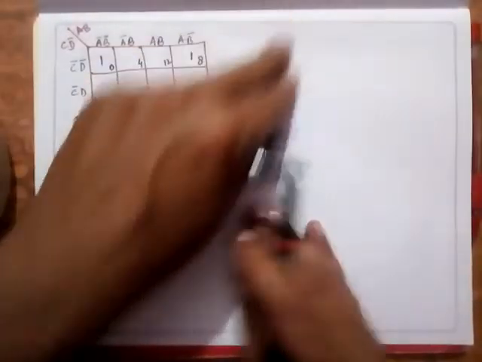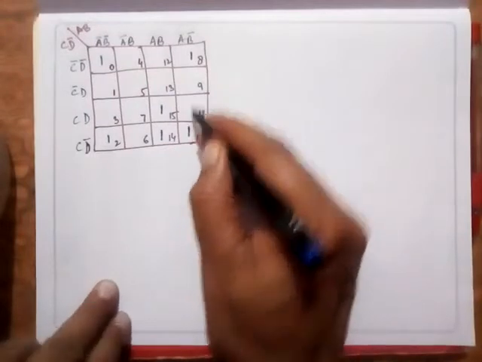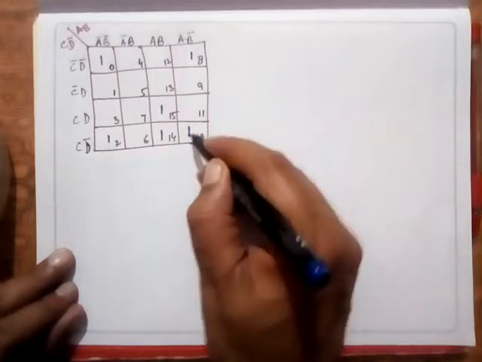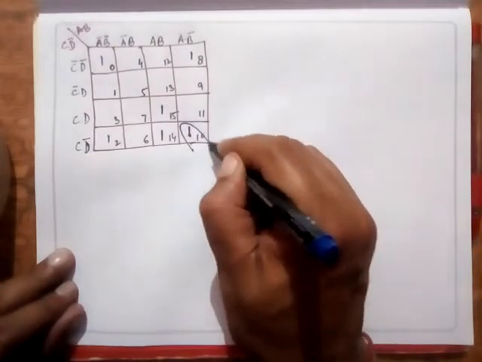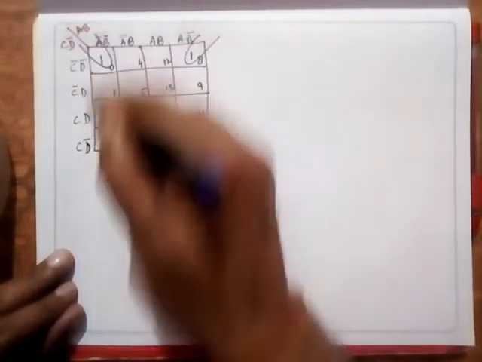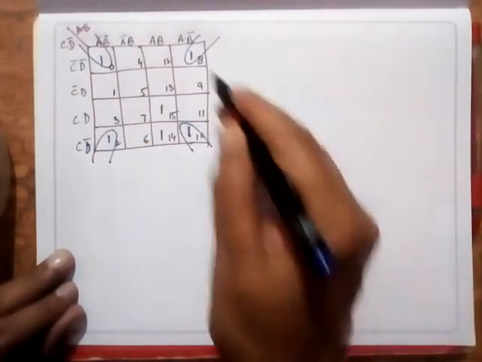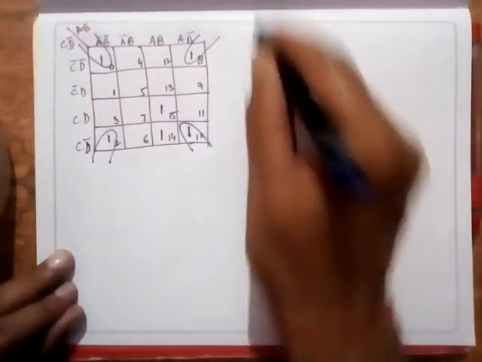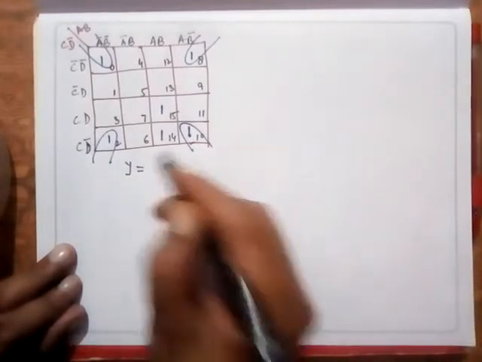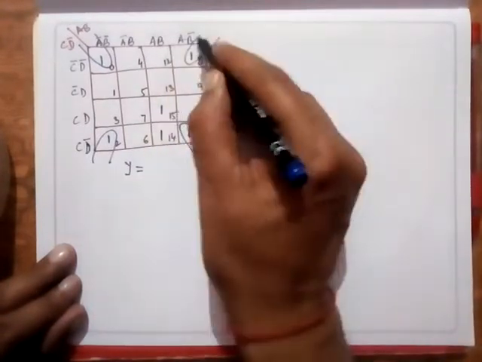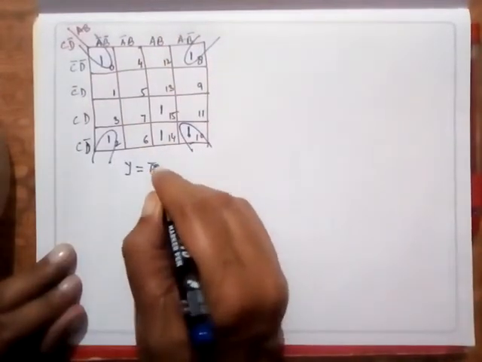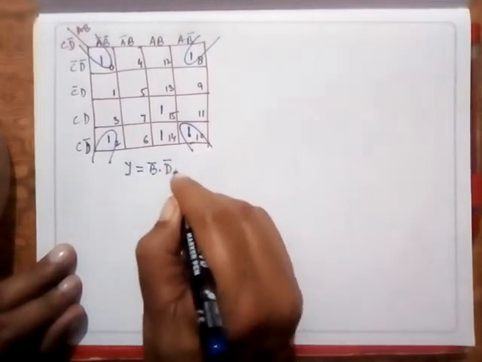Now how will I minimize this? Very first thing, I start from any one corner. I start from this corner. An octet is not possible, but one quad is possible, this folded group is possible here. And the expression for this, Y, minimized: from here it is B bar, and from this side it is D bar. So it is B bar D bar plus.